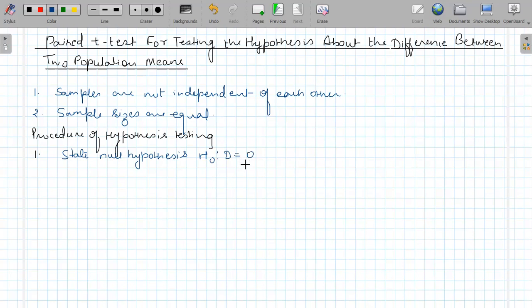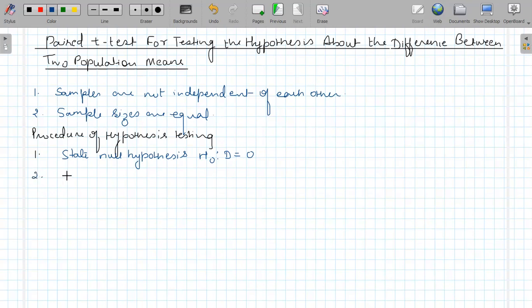What is capital D here is mean population difference, means the actual population before and after treatment, that for those population the difference between their average value is zero. Okay, there is no effect of any treatment on that population.